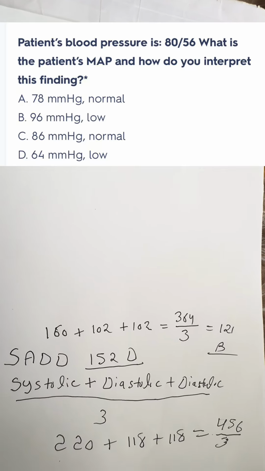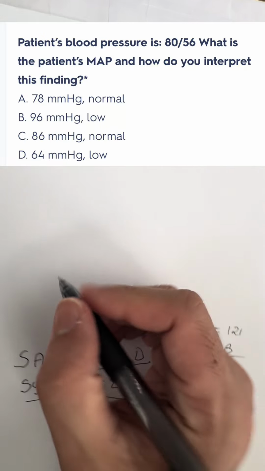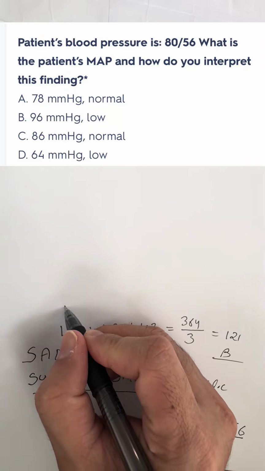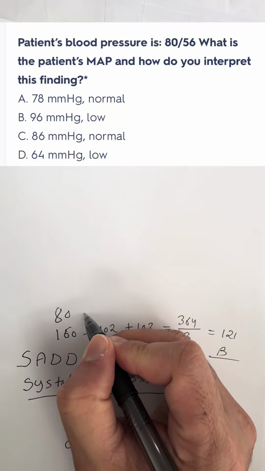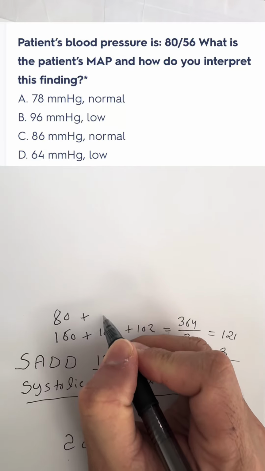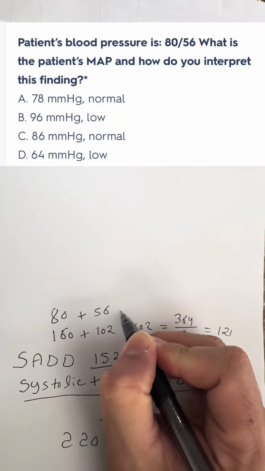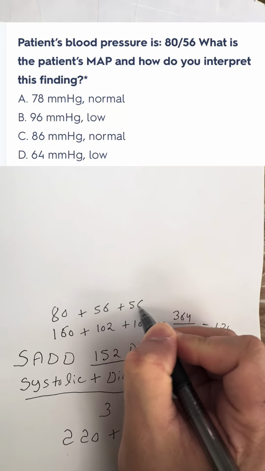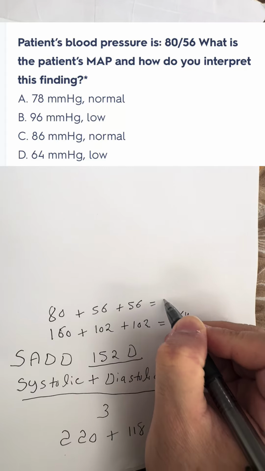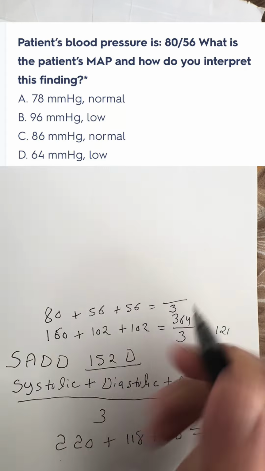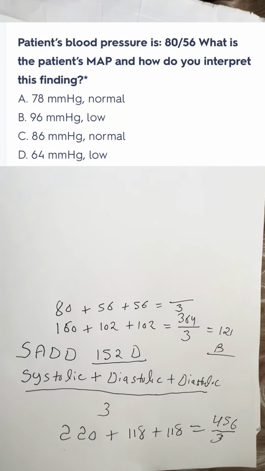And the last question we're gonna do: patient blood pressure 80 over 56. So let's solve this one. 80 systolic plus diastolic 56 plus diastolic 56. Whatever answer you get, you have to divide by 3, right? So let's calculate this.